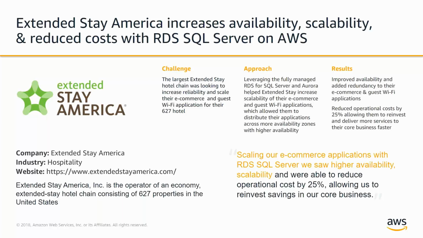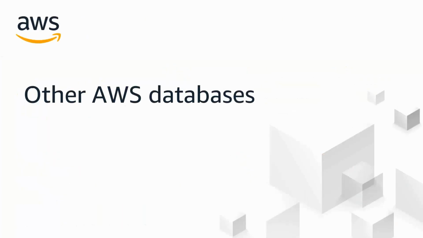You can see the quote here from Extended Stay America: scaling our e-commerce applications with RDS SQL Server, we saw higher availability and scalability, and we were able to reduce our operational costs by 25%, allowing us to reinvest savings in our core business. So very powerful, right? What about other AWS databases, right?